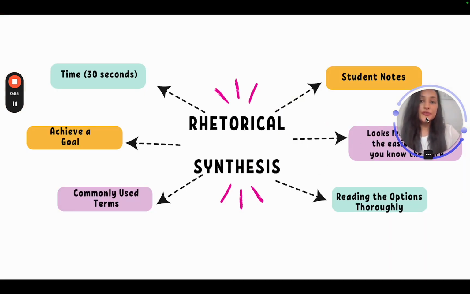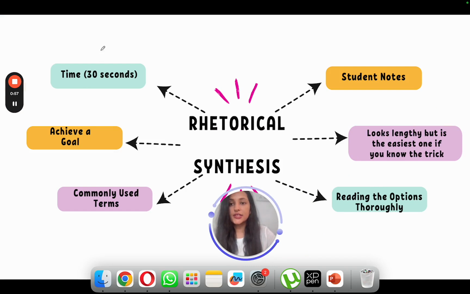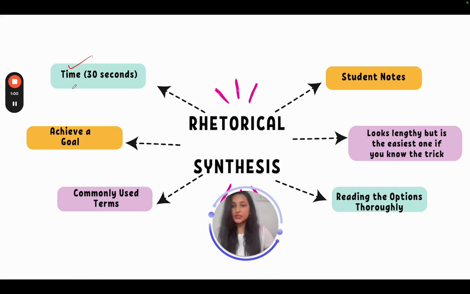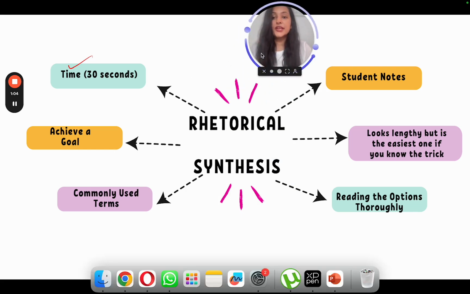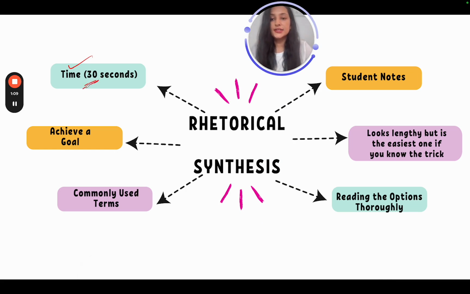Alright, so the first bit is the time that we should be taking in attempting this question type. It's going to be 30 seconds. So the time that we take to attempt this question type on the test should not exceed 30 seconds. This is the ideal time that we can spend on this type. This is a very easy question type. If you know your trick right, there is no way that you will require more than 30 seconds to attempt this question type.